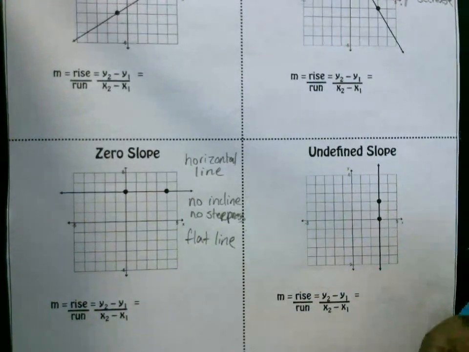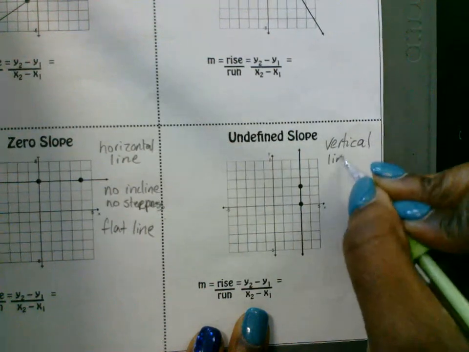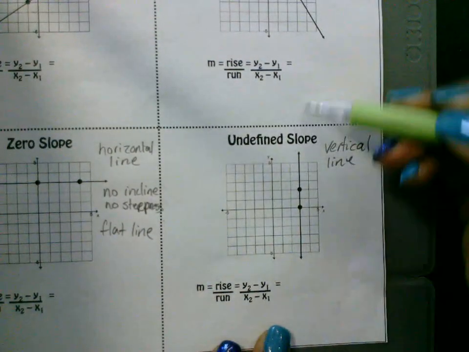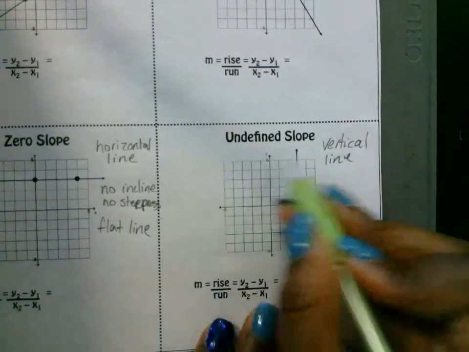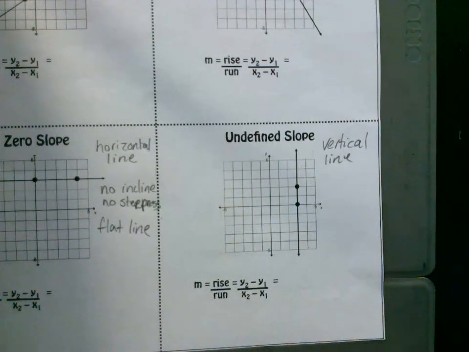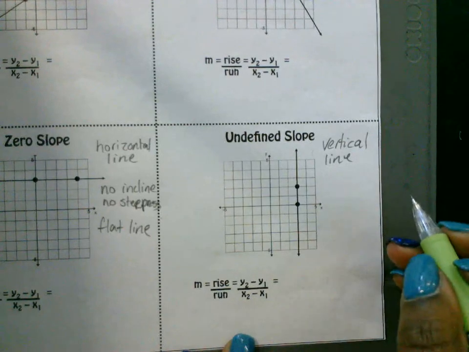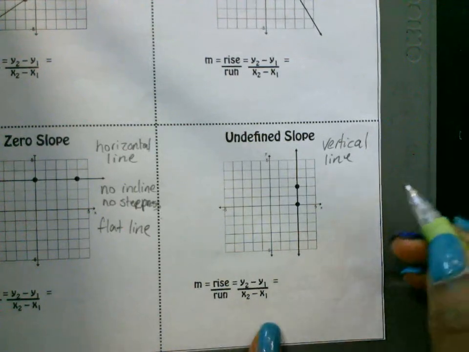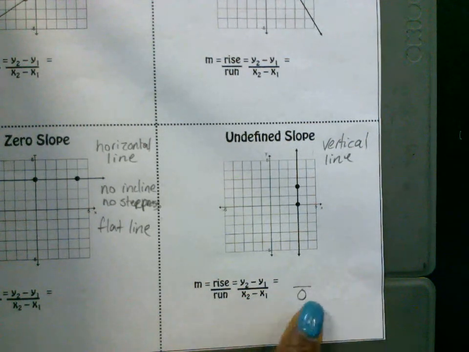All right, here we go. Look at this line. This is a vertical line. This line goes up and down. You can't walk this line. You'd have to climb it. This has undefined slope, okay? Undefined slope. M here is undefined. That means that your bottom number is 0. You're getting 0 on the bottom of your fraction. This is undefined slope. Okay?